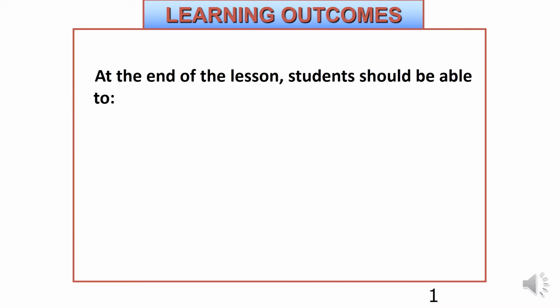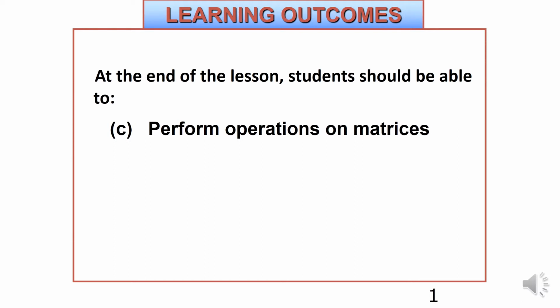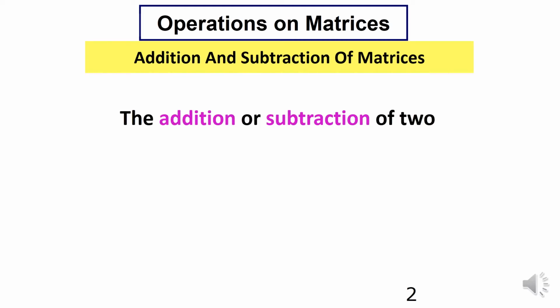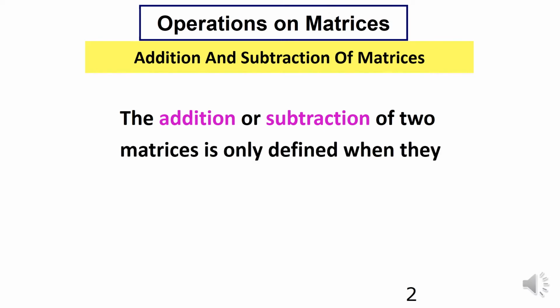Okay, now we proceed to the next learning outcomes. At the end of the lesson, you should be able to perform operations on matrices. Operations of matrices: addition and subtraction of matrices. Addition or subtraction of two matrices is only defined when they have the same order. So the keyword here is same order.